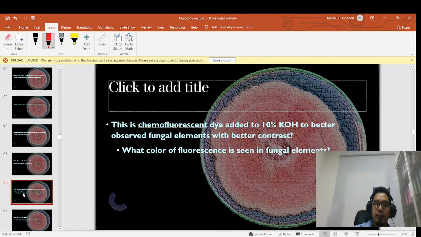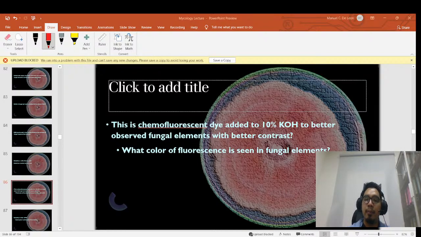All right. What chemofluorescent dye is added to 10% KOH to better observe fungal elements? What chemofluorescent dye is common in the laboratory if the laboratory has a fluorescence microscope? We don't have one here in the laboratory where I work. I wish I could show you, but I'll show you guys something else later. All right. Anybody? Chemofluorescent dye.